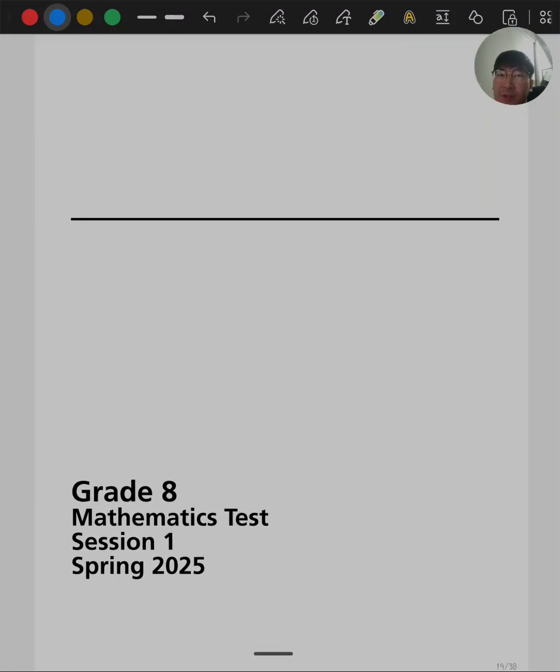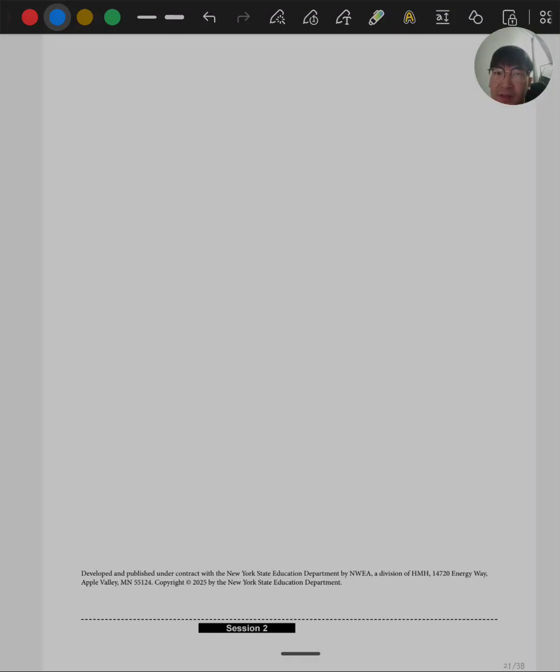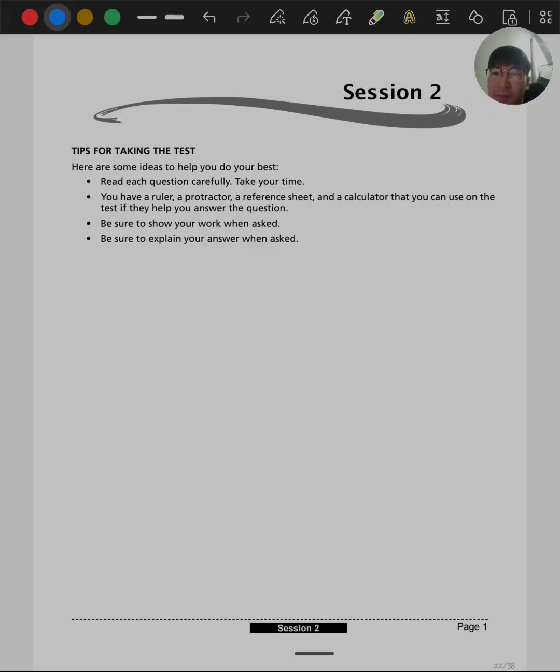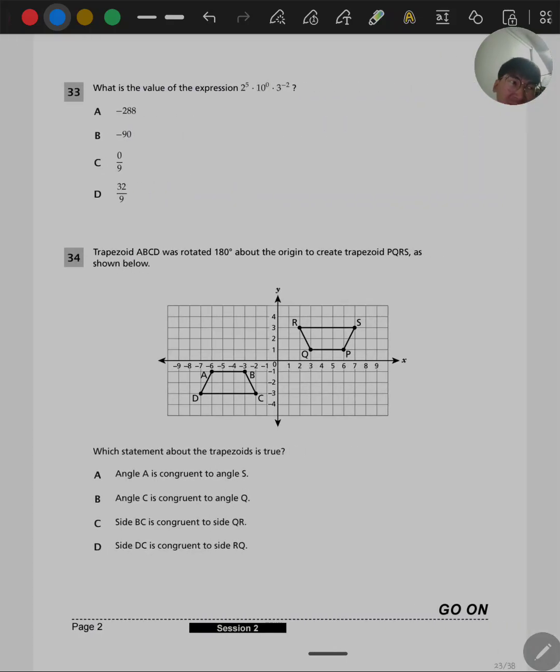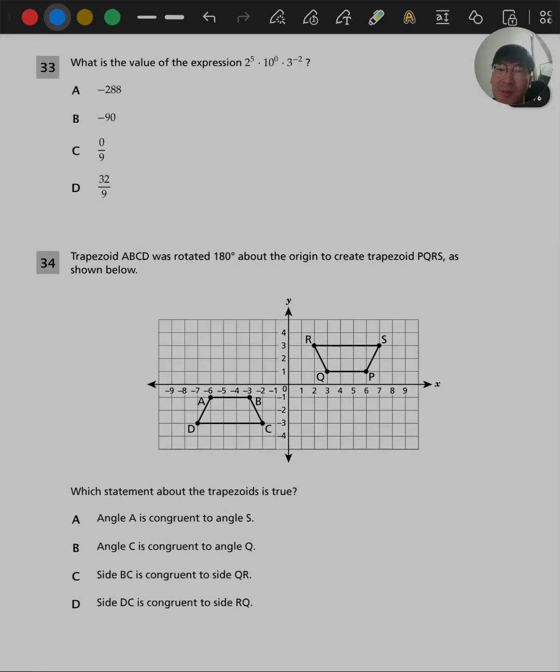Okay, so we just hit part 2. I believe you take this on the second day. Yeah, just remember, please use these tools. You have the reference sheet and the calculator. Those are very, very important, okay? I don't think you need the ruler or protractor a lot, but I could be wrong. I don't know what they're going to put in the next years, but yeah.